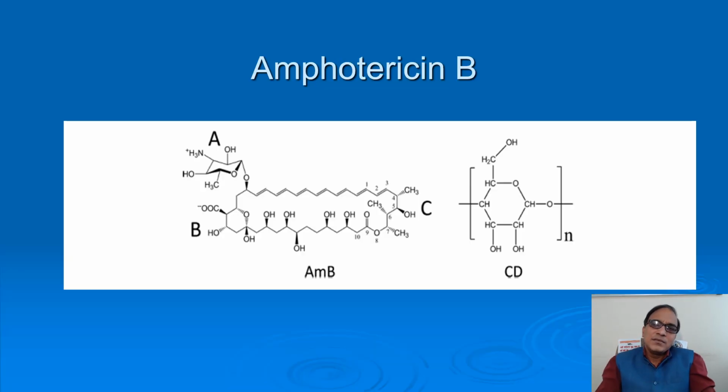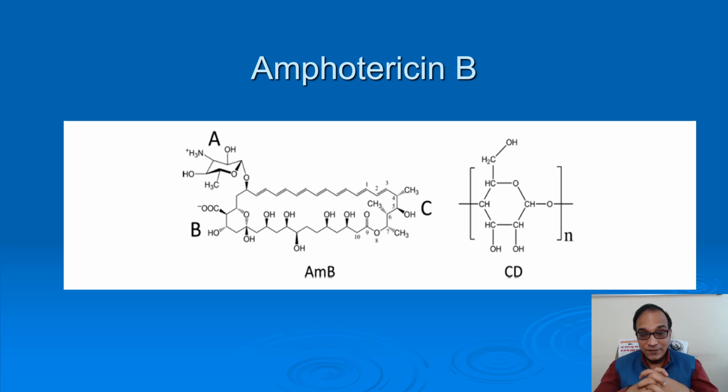Now I'm taking the example of amphotericin B. Amphotericin B, can you guess in which class of BCS it is? Any guess? Any wild guess? BCS class 1? No. Not 2. It is a class 4 drug. It has low solubility and low permeability. So we have taken up this amphotericin B.